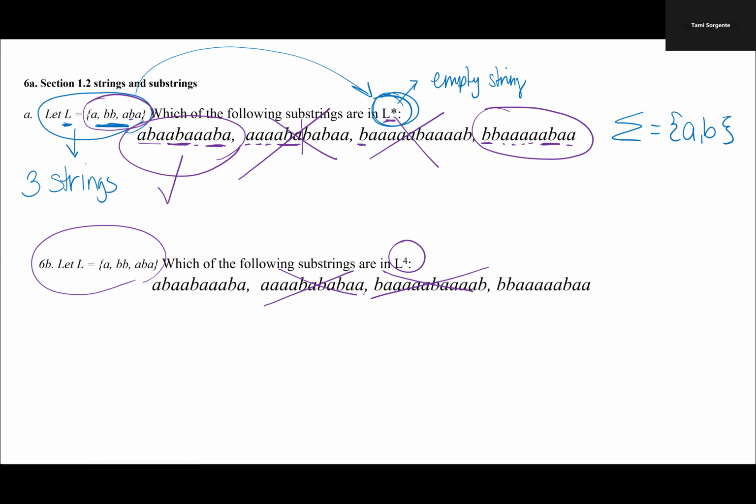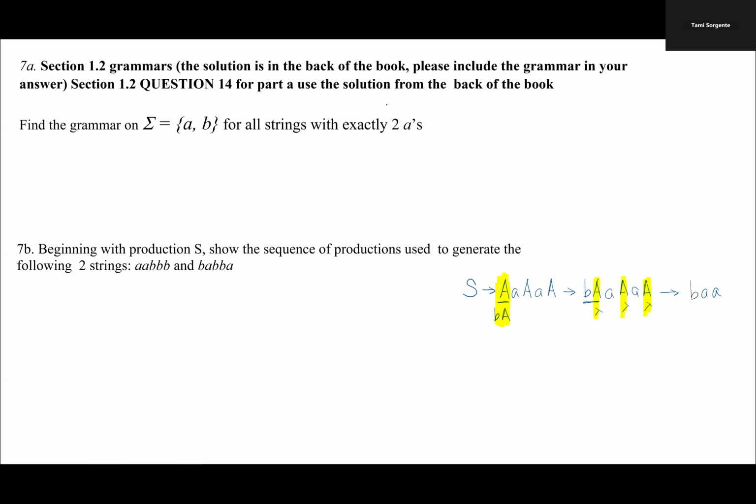But this one has 1, 2, 3, 4 concatenations. So this one is in L4. This one has 1, 2, 3, 4, 5, 6, 7 concatenations. So this one is not going to be an L4, but it is in L star because L star is an infinite number of concatenations. So that's the answer to question 6.